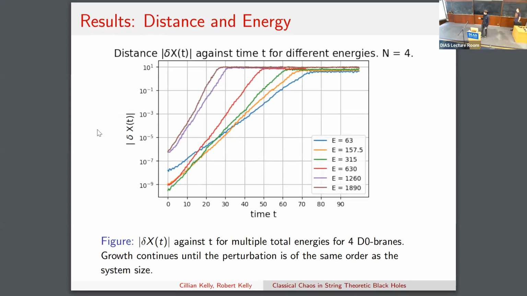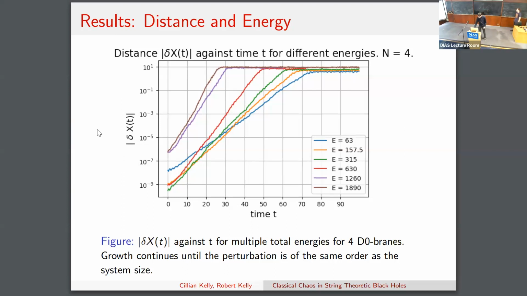And you'll find that the y-axis of this plot is on a log scale, and this delta x of t against time begins linearly on this log scale, so it is chaotic in nature. It does follow that equation I had on the board before, and you'll see that the distance increases up to the maximum distance that Kilian has talked about before. Even when we change the energy from, say, 63 up to 1,890, this maximum distance is not really dependent on the energy of the system.